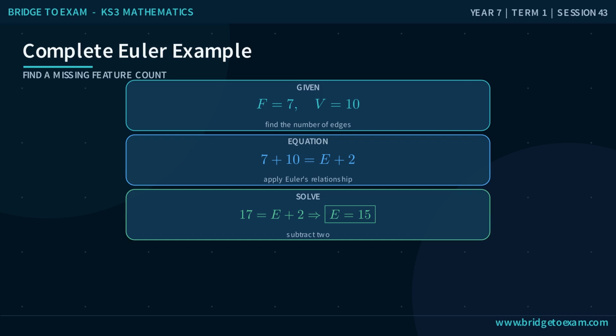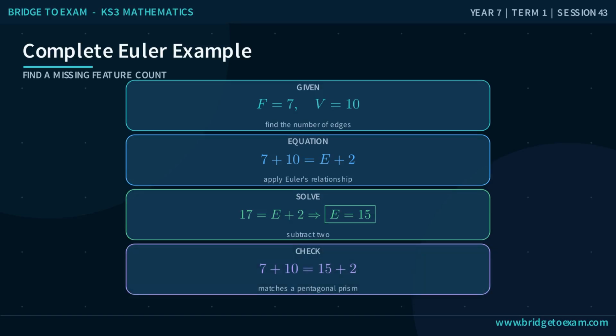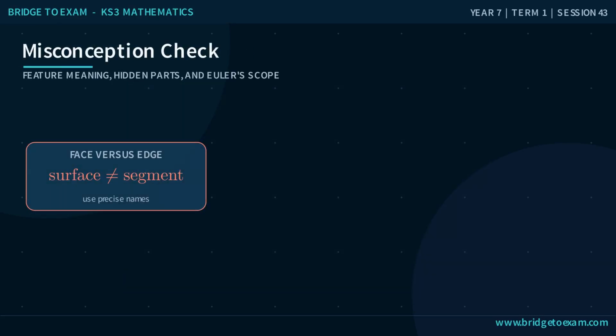These counts match a pentagonal prism. Check. 7 plus 10 equals 15 plus 2. Both sides equal 17.